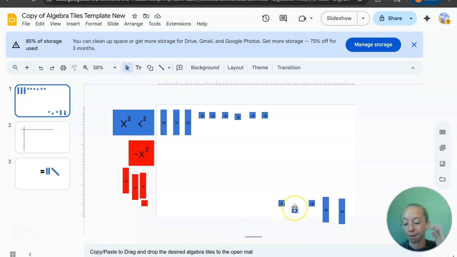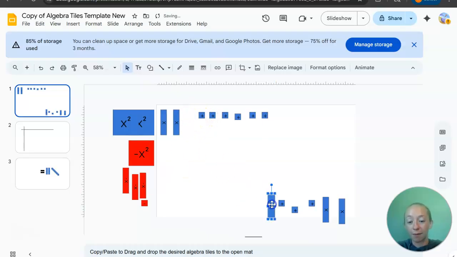Okay, next one. We have same thing, parenthesis problems right next to each other. So the first one we have 2x minus 3. So we're going to move all these down here.